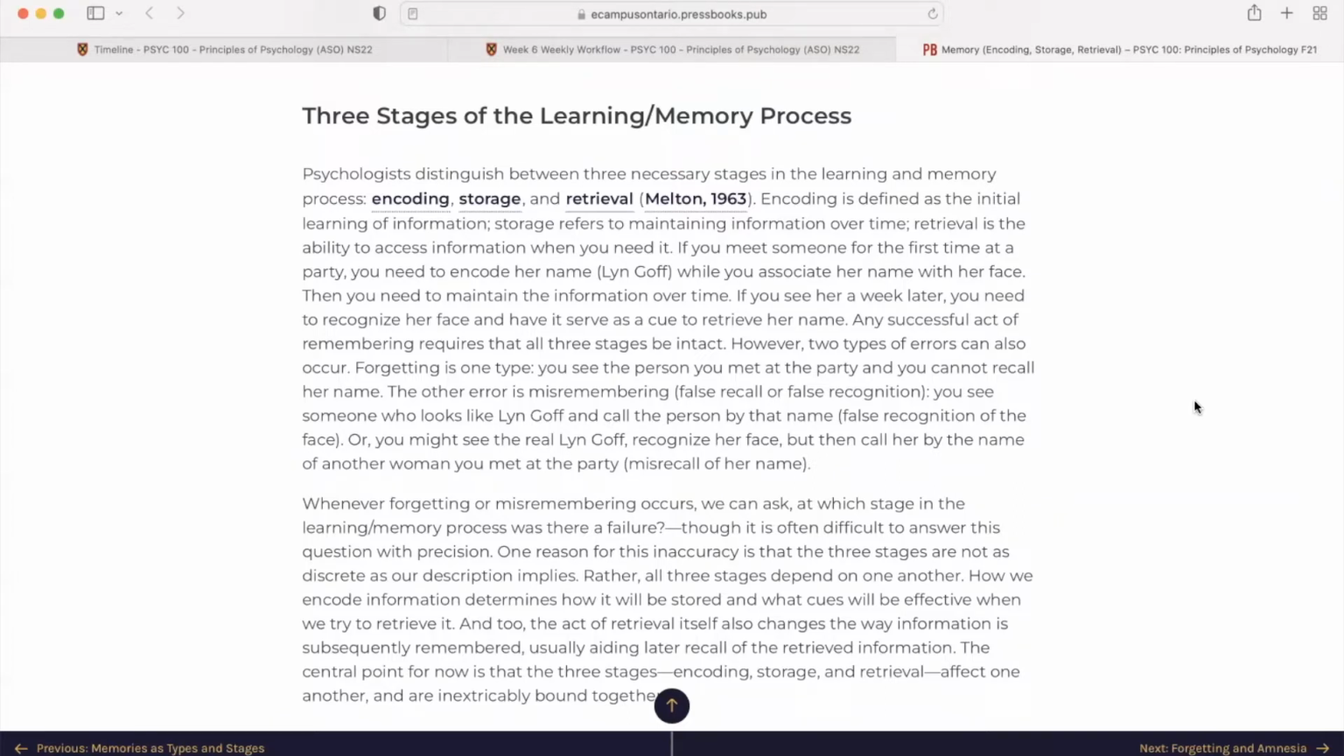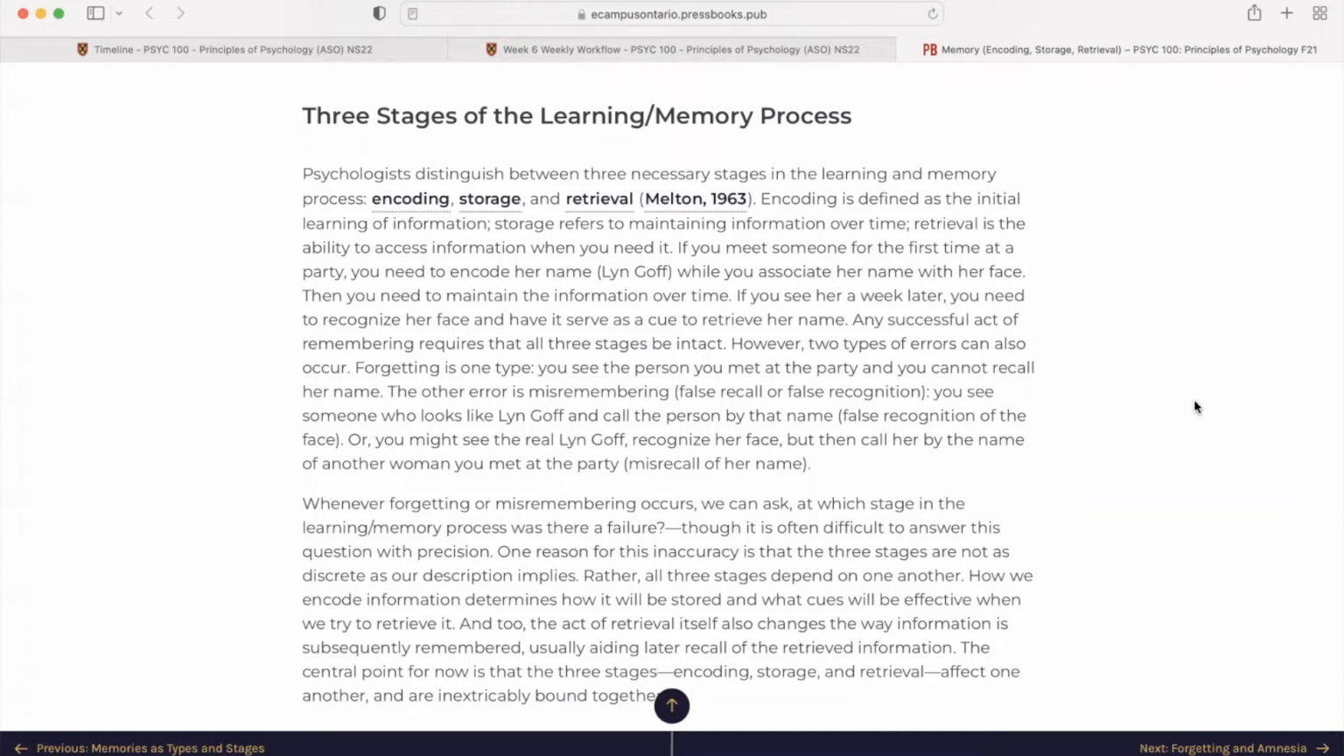Encoding is defined as the initial learning of information. Storage refers to maintaining information over time. Retrieval is the ability to access information when you need it. If you meet someone for the first time at a party, you need to encode her name while you associate her name with her face. Then you need to maintain the information over time. If you see her a week later, you need to recognize her face and have it serve as a cue to retrieve her name. Any successful act of remembering requires that all 3 stages be intact.